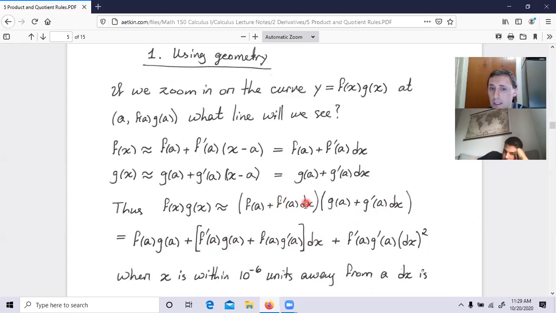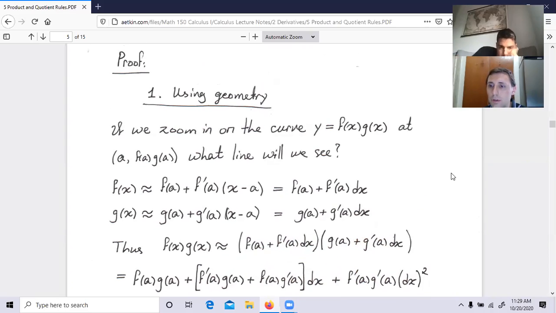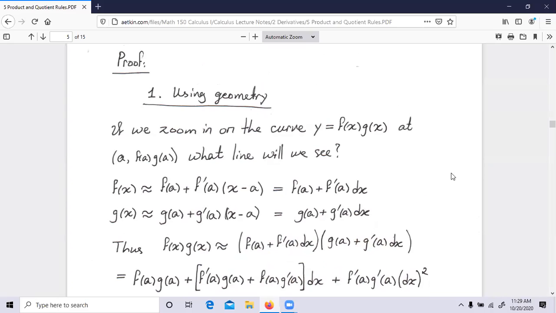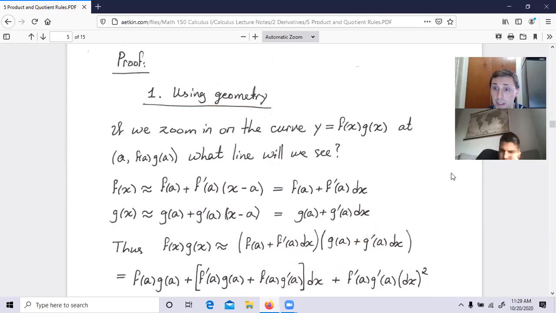And then the quadratic term dx squared will contain f prime g prime. Here it is. Are you following me? You understand what I'm doing, guys? I mentioned all this stuff about stand-ins. Do you follow? What am I trying to say? What is the stand-in idea?